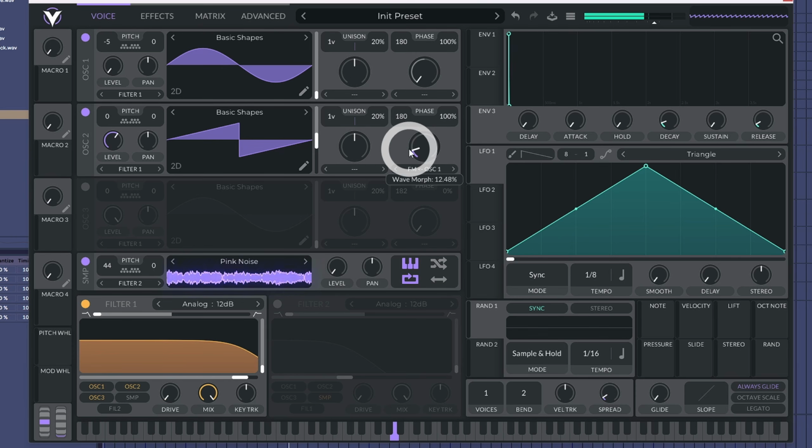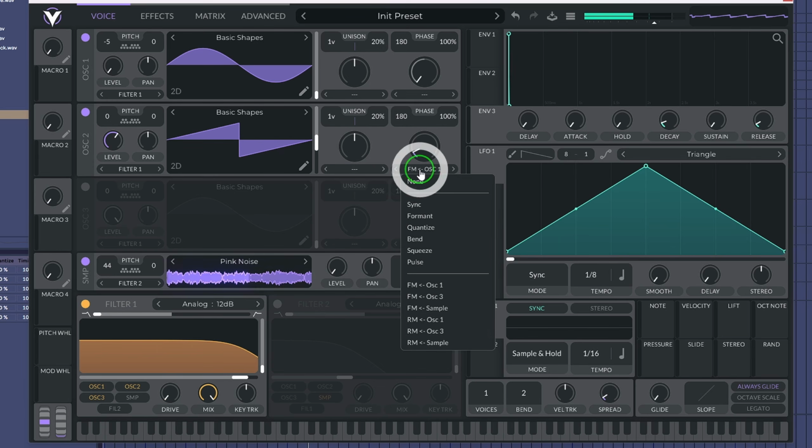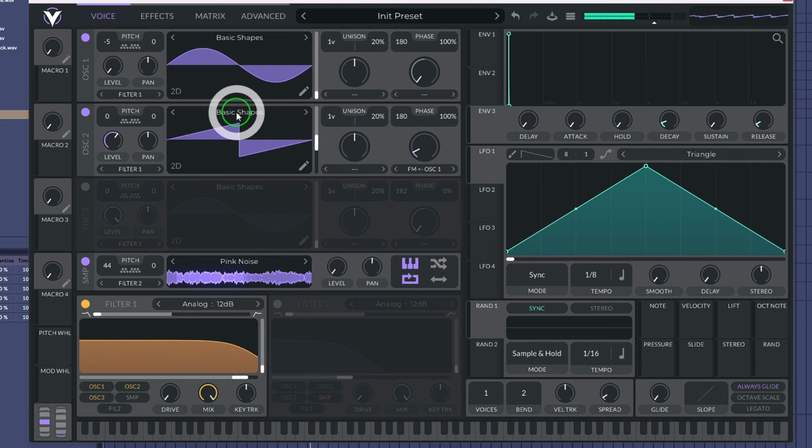Filthy. Square. Now, what if you don't want interference from a nice, neat sine wave? I've got some pink noise loaded into the noise oscillator at the bottom here.